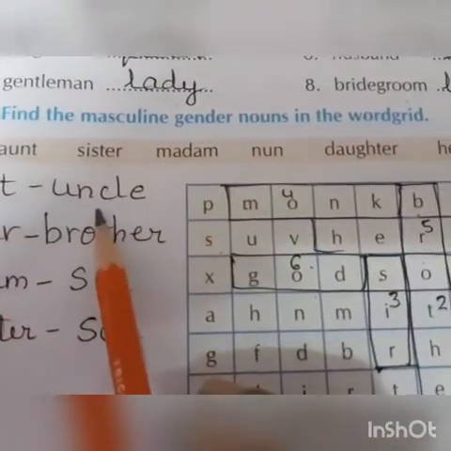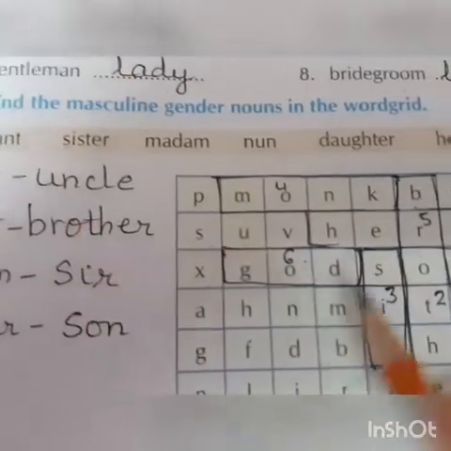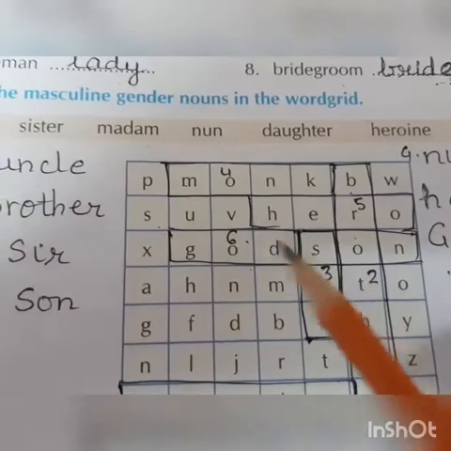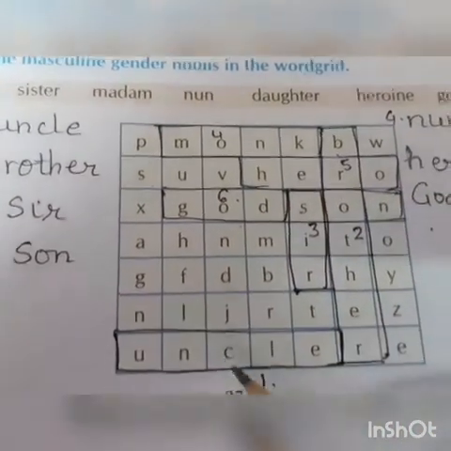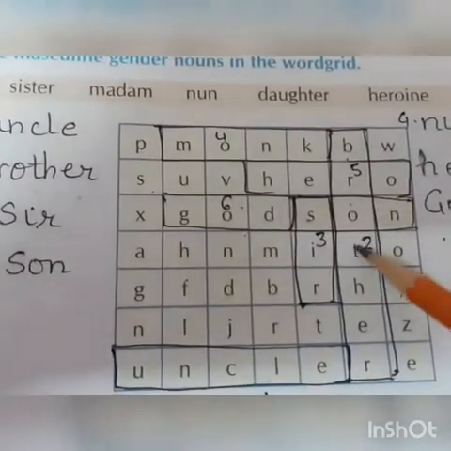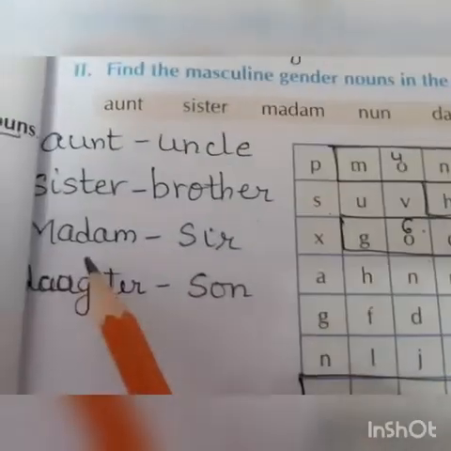Aunt, what comes with aunt? Uncle. So you have to find out uncle. I have already done it. So where is uncle? This is your monk. Yes, here it is. UNCLE, uncle. Then it is brother, sister. With sister, we say brother and sister. So what will come here? The brother of sister. BROTHER, brother. Here it is. BROTHER, brother.